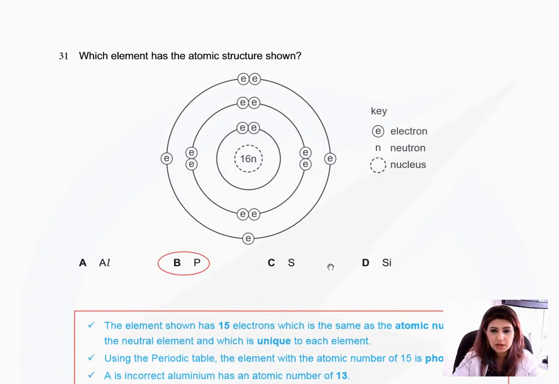31. Which element has the atomic structure shown? Again, look at the proton. Proton has not been said. Again, it says element, so I know number of electrons is equal to number of protons. So I figure out 1, 2, 3, 4, 5, 6, 7, 8, 9, 10, 11, 12, 13, 14, 15. So 15 electrons means 15 protons as well. And that's 15, phosphorus. Yeah, P.